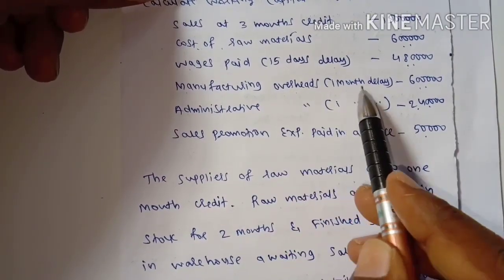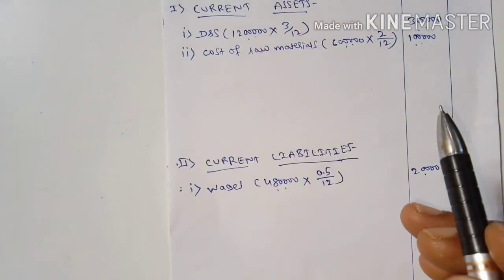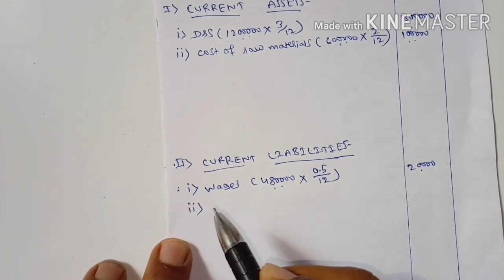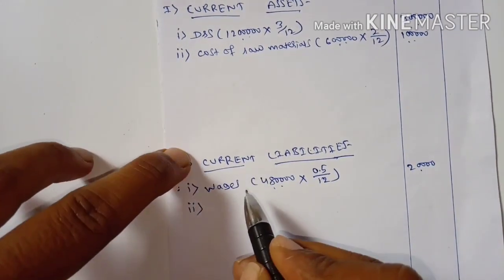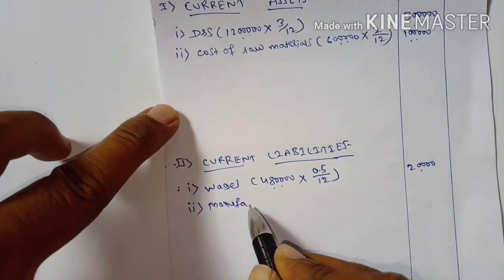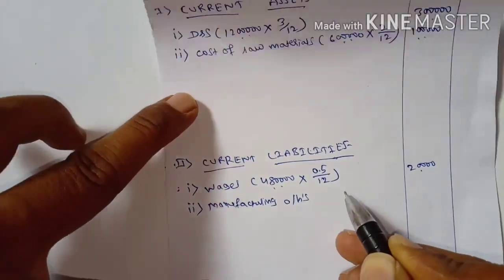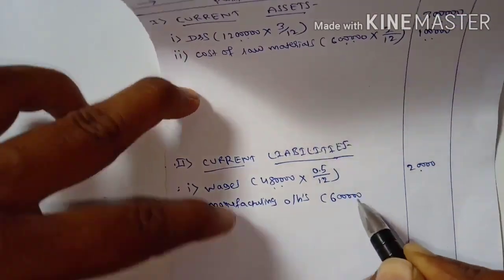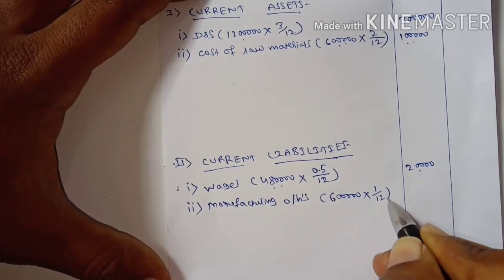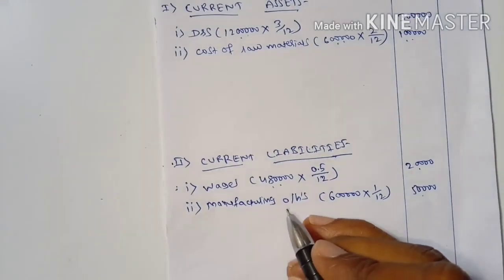Now next, manufacturing overheads 1 month delay 6 lakh. So manufacturing overheads are also outstanding for a period of 1 month. So that's why any expenditure, when it is outstanding, becomes a liability. Manufacturing overheads, so it is 6 lakh and it is delayed by 1 month, so it is 50,000.